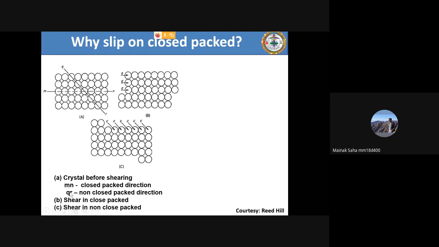Considering this is 2D, QR is nothing but the non-close-packed direction. Suppose this is just a schematic. MN is the most close-packed direction and QR is not. So here we consider two atomic layers which are not close packed, while all these other planes are close packed, such that there is a shear acting along certain planes and no shear acting along the other planes.